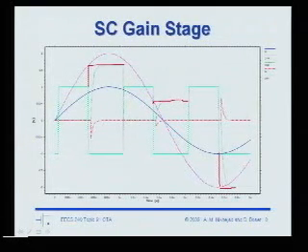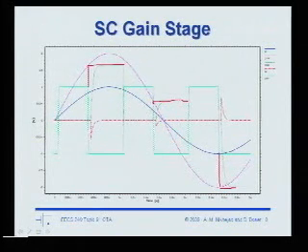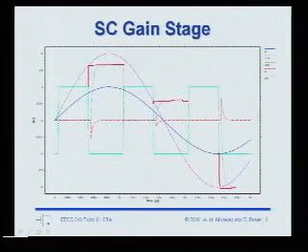Okay, so the circuit works. It's actually taking the input and multiplying it by 2. Okay, questions, comments?